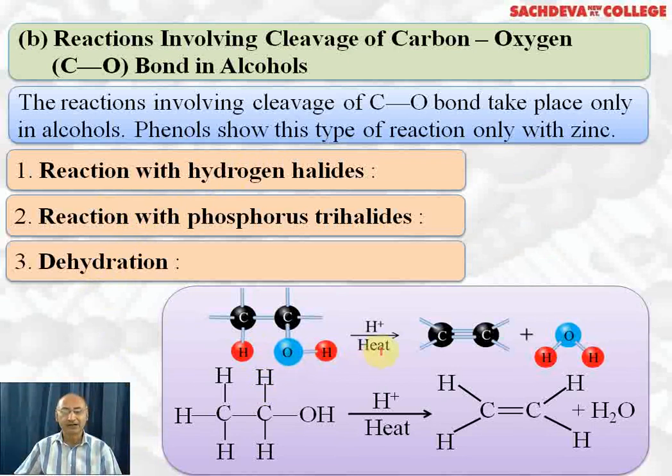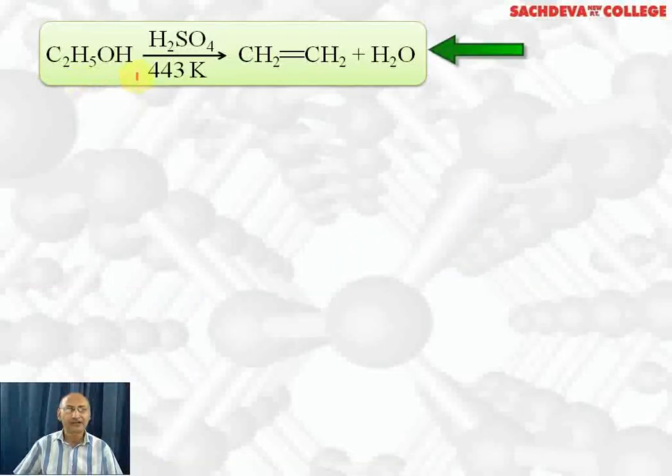If we have alcohol and we heat with H+ ion, alkene will be formed plus water will be formed. Let's take up a specific example of ethyl alcohol in the presence of H+ ion, that is concentrated sulfuric acid. We heat. OH from here and H from here is removed and a double bond is formed between these two carbons. We get ethene plus water. Ethyl alcohol reacts with concentrated sulfuric acid at 443 Kelvin and gives you ethene plus water.